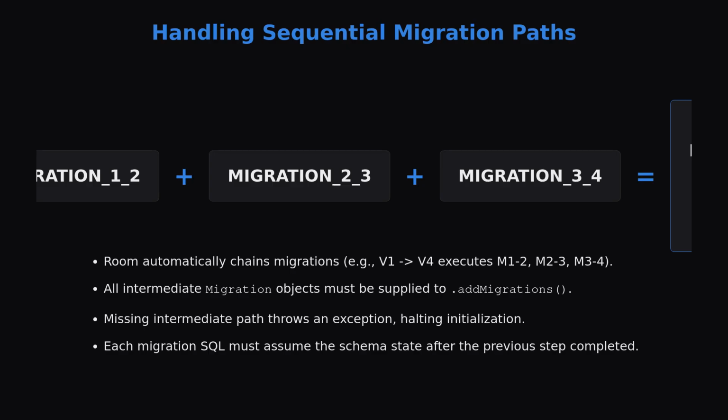All necessary migration objects must be supplied to the addMigrations method in the database builder. If any required intermediate path is omitted, such as M2 to M3, Room throws an exception, immediately halting database initialization. Developers must ensure that the SQL written in each migration step correctly accounts for the schema state after the preceding migration step has successfully completed its execution.